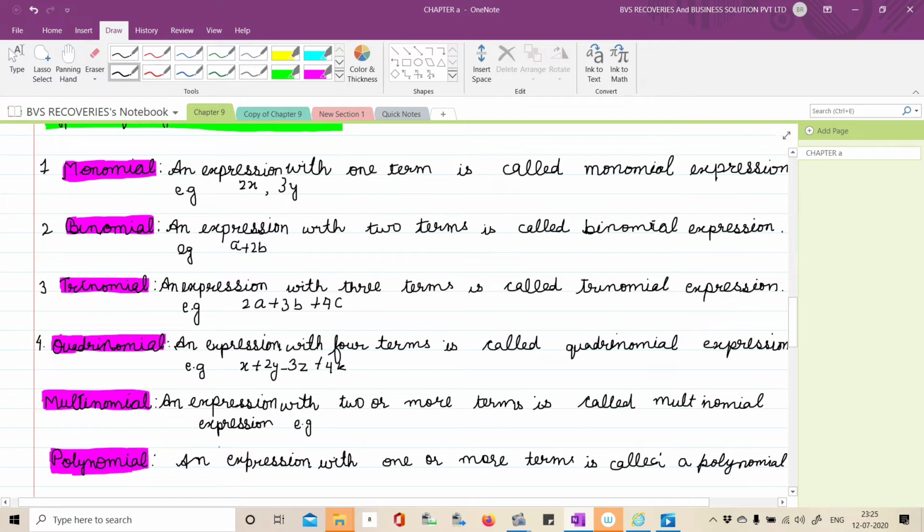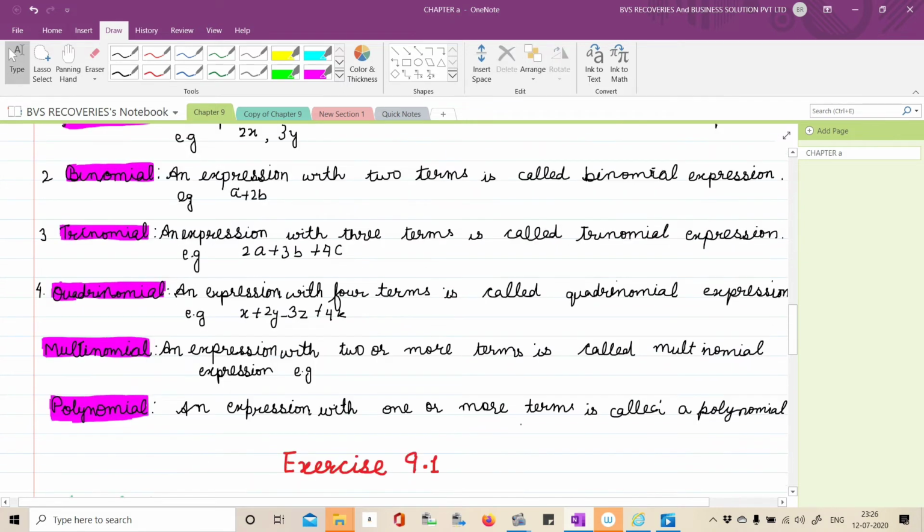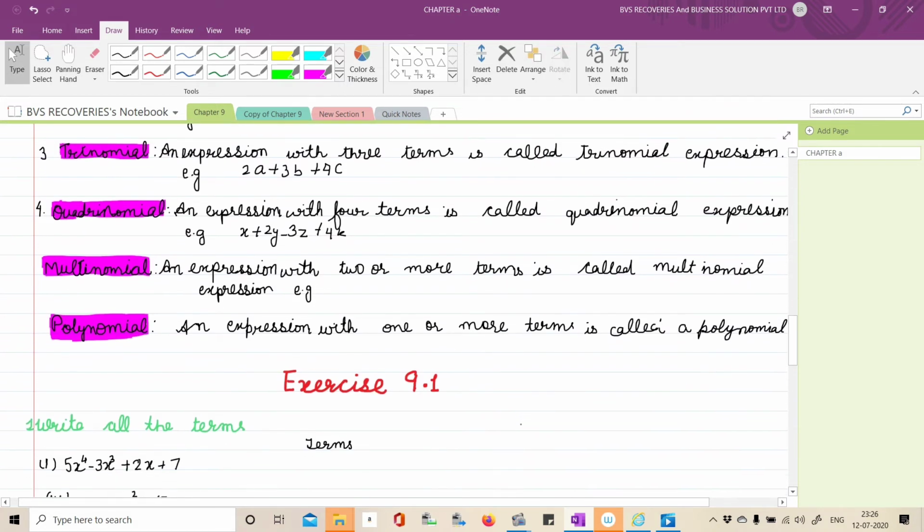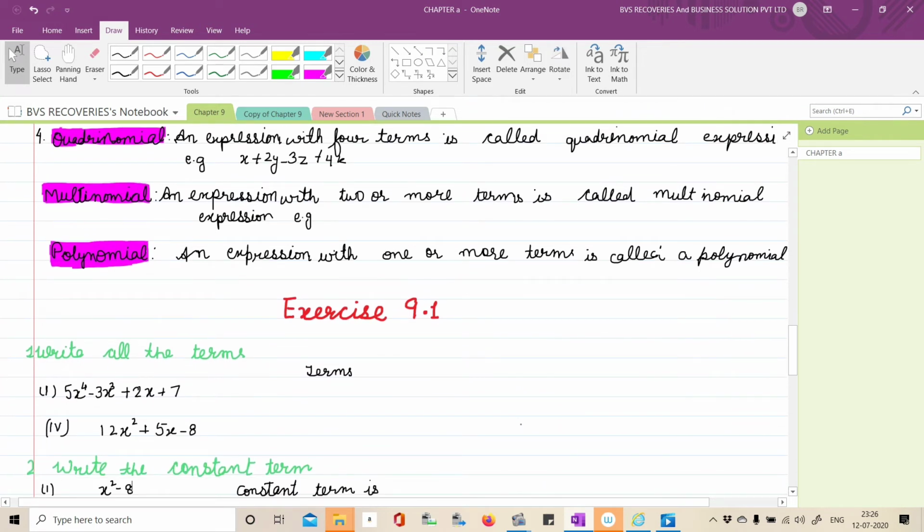Alright. Then there is a term polynomial. An expression with one or more terms is called a polynomial. So we can say here every monomial, binomial, trinomial, all these are actually polynomials. Alright. So now these are the basic things that we need to discuss.